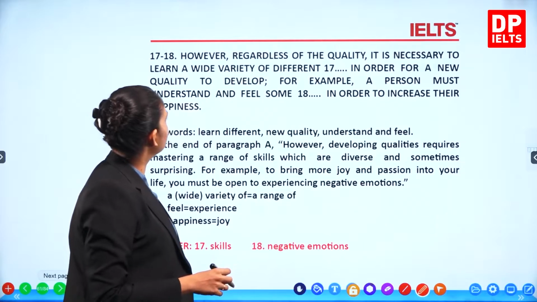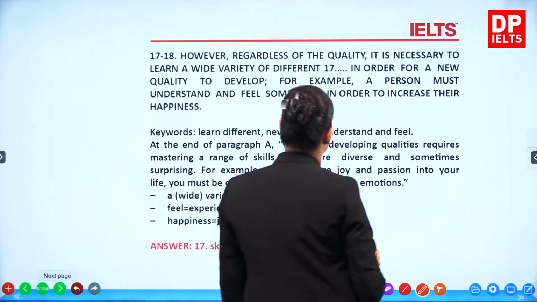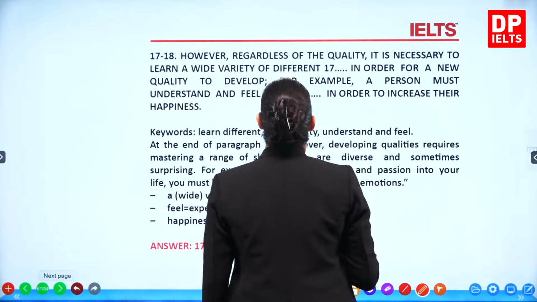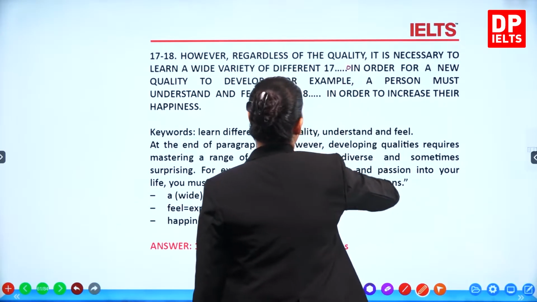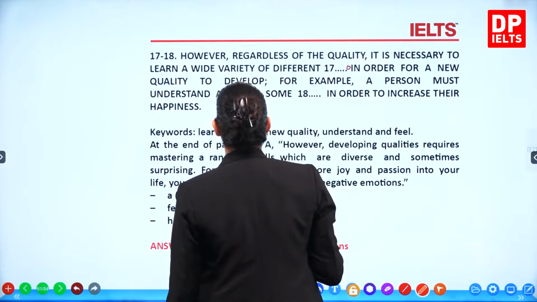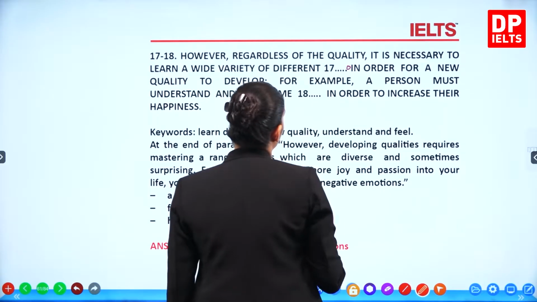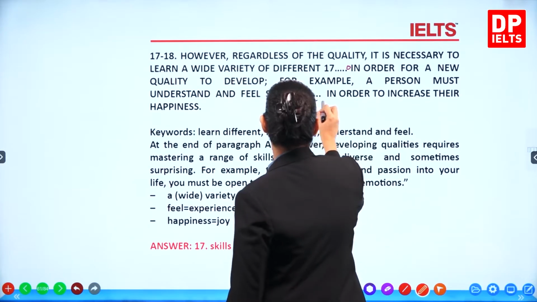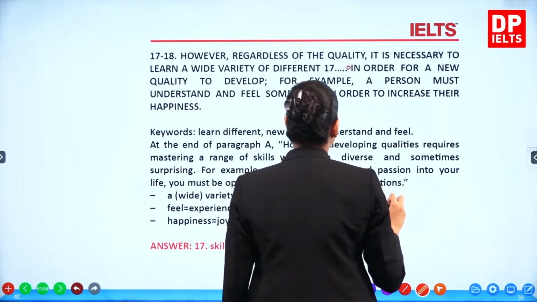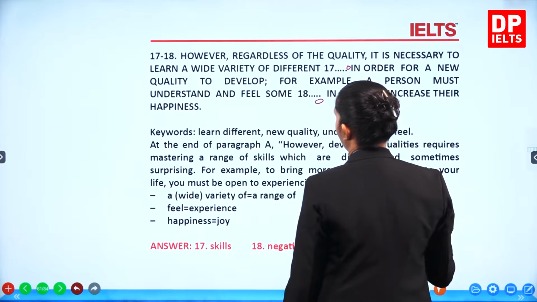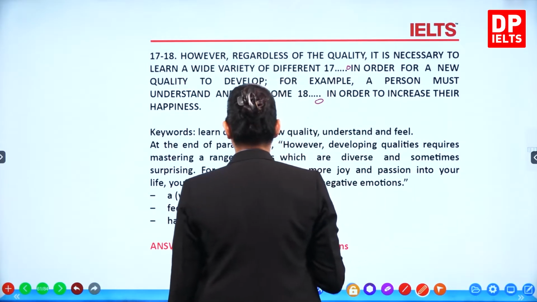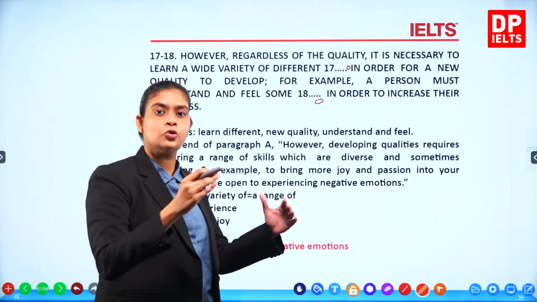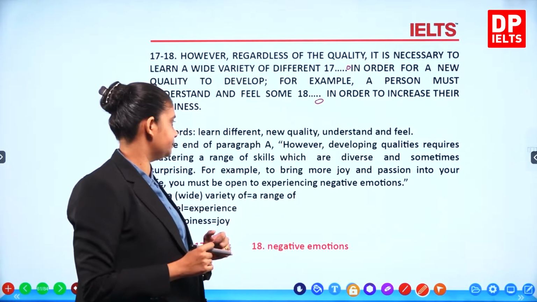However, regardless of the quality, it is necessary to learn a wide variety of different something in order for a new quality to develop. For example, a person must understand and feel some blank in order to increase their happiness, right? So go to paragraph A and go towards the end.